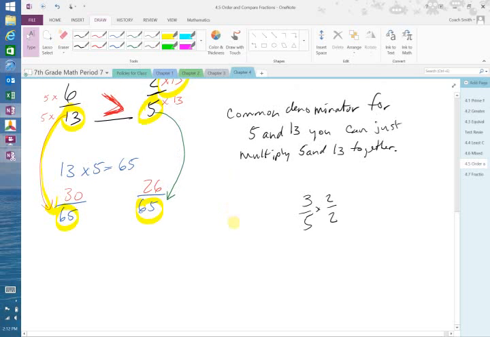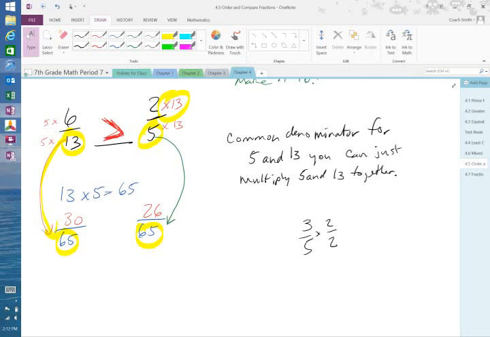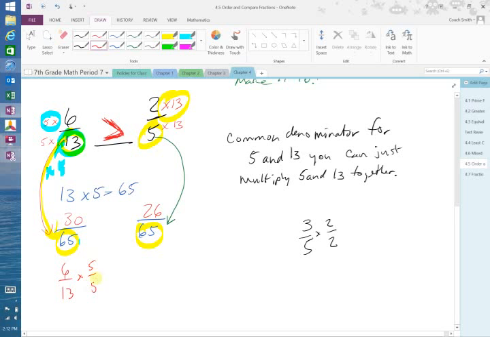How we got both of the numerators. Okay. Right here, we took 13 and multiplied it by 5 to get 65. So to keep the fraction equivalent, I have to do the same thing to the top number. In other words, I took 6 over 13 and multiplied it by 5 over 5 to get 30 over 65. Then on the other one, I took 2 over 5 times 13 over 13 to get 26 over 65.